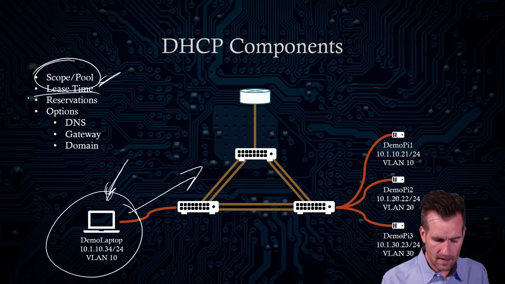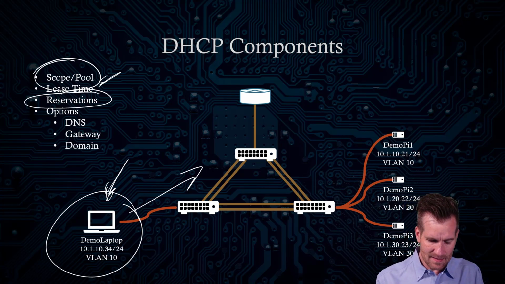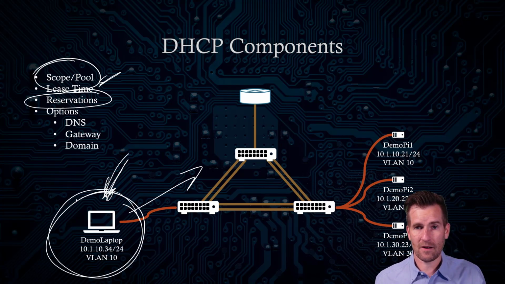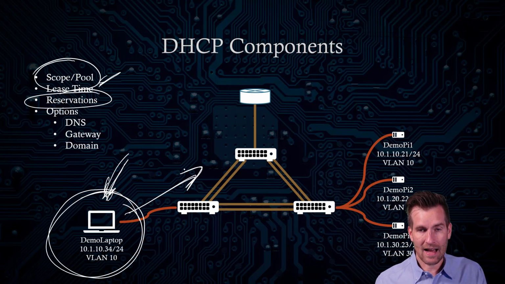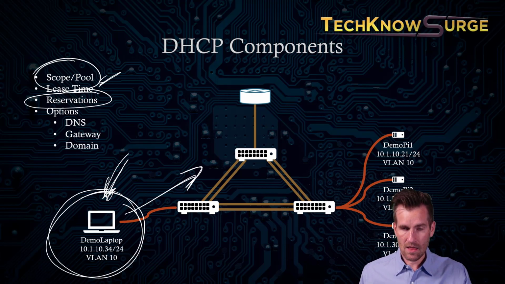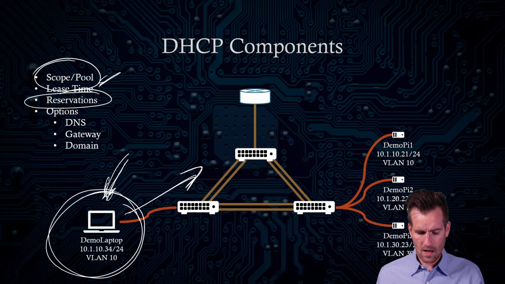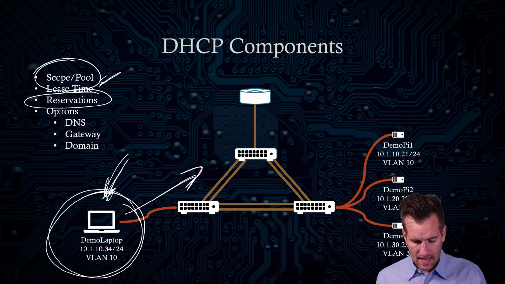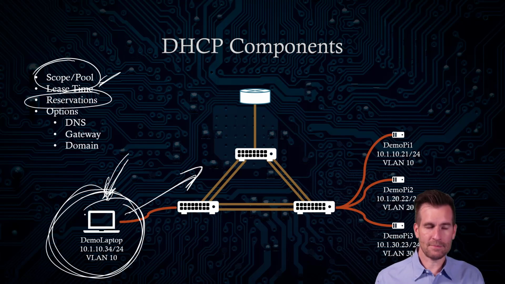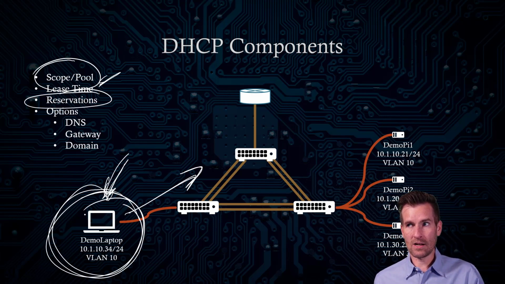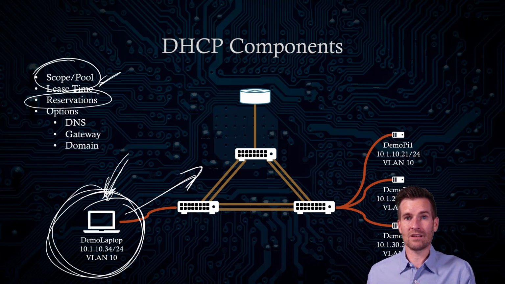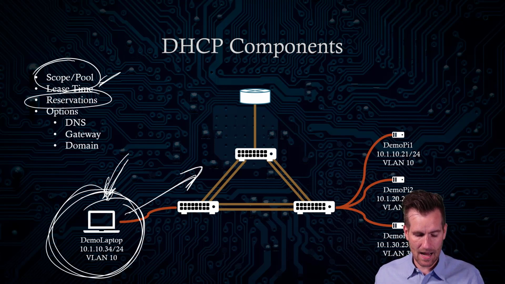Then you have reservations. A reservation is if I wanted a specific IP address on a specific machine, but I still want it to act as a DHCP client, then I can make a reservation on the server for that machine specifically. So let me just give you an example of this. Let's say I take this demo laptop and I go from network to network with it. And I don't want to sit there and assign a static IP address to it. So when I connect into this network, I want a specific IP address, but I don't want this machine to have to manually go in there and set an IP address for it.